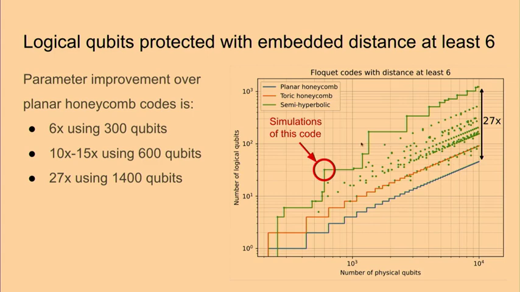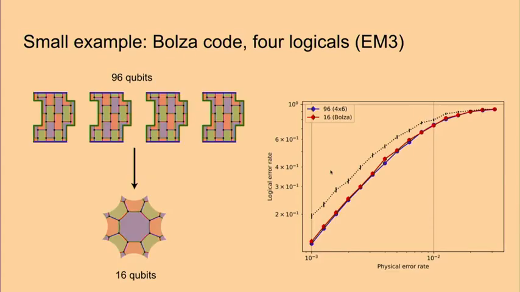And in 2 slides' time, I'll show some simulations of this code here. So as a small example, here's the Bolster code encoding 4 logical operators. And this does only have distance 2, but does still achieve some error suppression, and we can see that the logical error rate of 4 copies of planar honeycomb codes and the Bolster code are essentially equivalent. So essentially using 96 qubits and 4 copies of planar honeycomb codes is completely equivalent to using 16 qubits in this Bolster code.